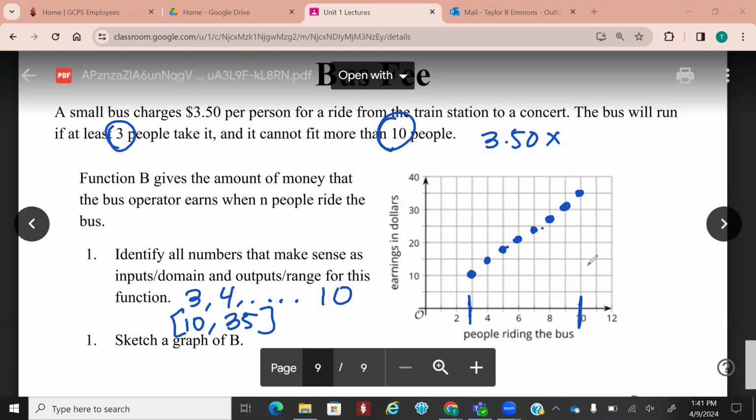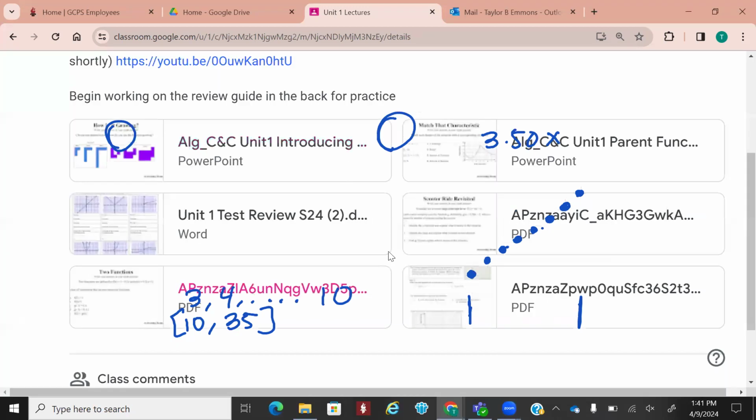Okay. Now here's the graph of B. Okay. So now what you're going to do is work on your review guide because we're finished with Unit 1. So if you flip in your packet to the next page. Yep, next page. I would go ahead and pause the video and start working through those problems.